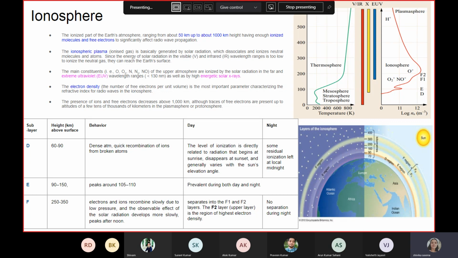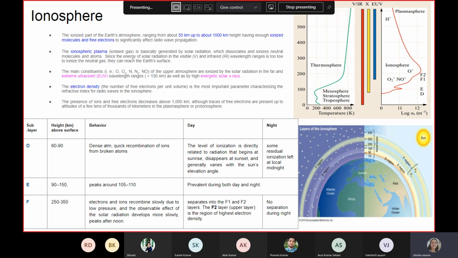It prevails at a height of 90 to 150 kilometers. It peaks at around 105 to 110 kilometers, and it is prevalent in both day and night. So at night it does not disappear. We have the E region at both day and night.